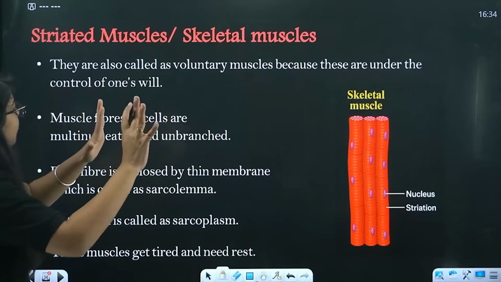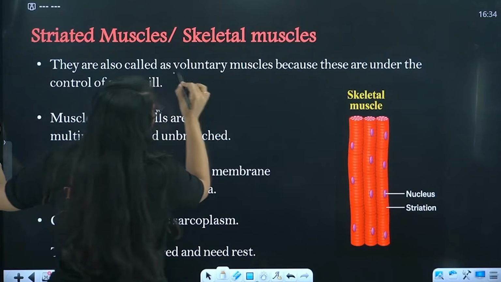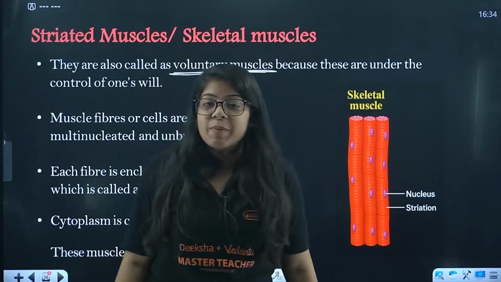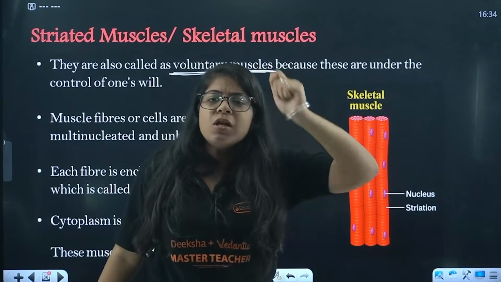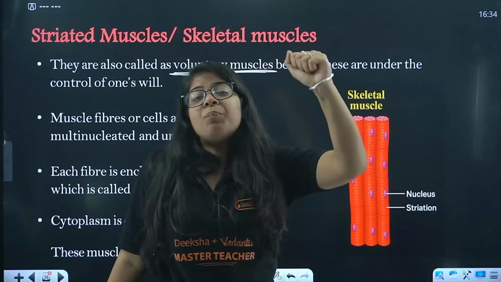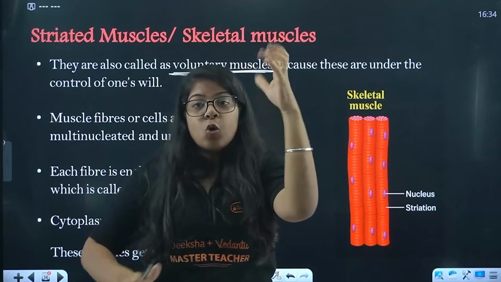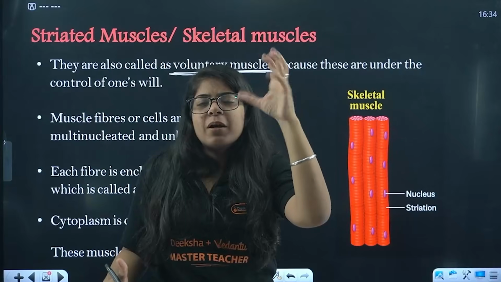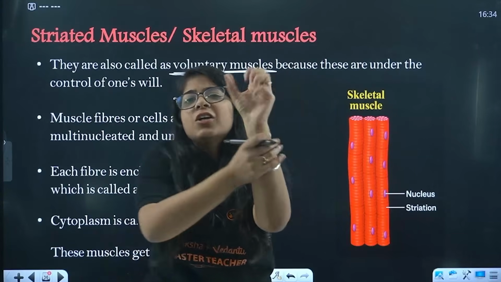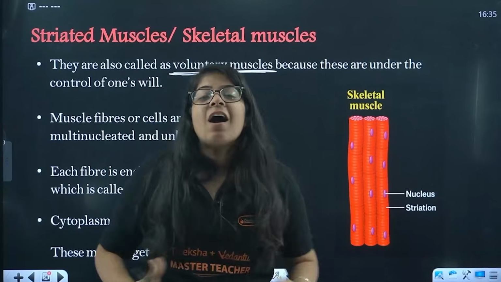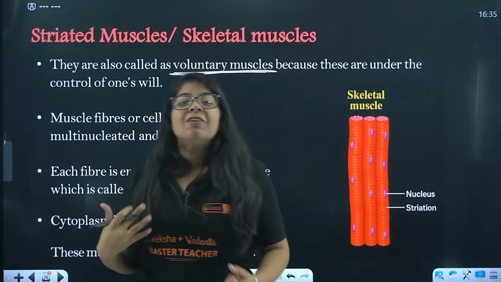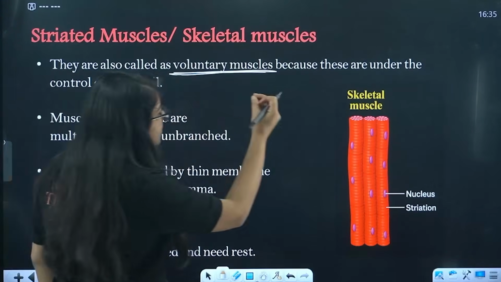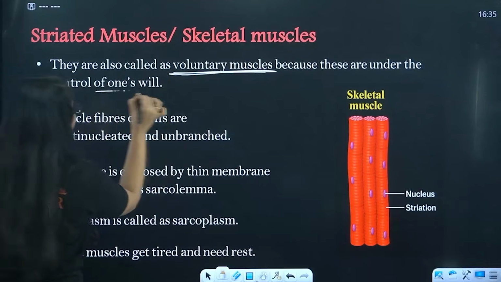So now read it very carefully, okay? These are also called voluntary muscles. Now what does that mean? Voluntary muscles, beta, I have the full power over my finger to open it or close it. It's not like it's happening on my own and I can't control it. Oh, I can't stop my hand moving. Of course I can. So, I voluntarily move my hand. So these are called voluntary muscles because these are under the control of one's will.